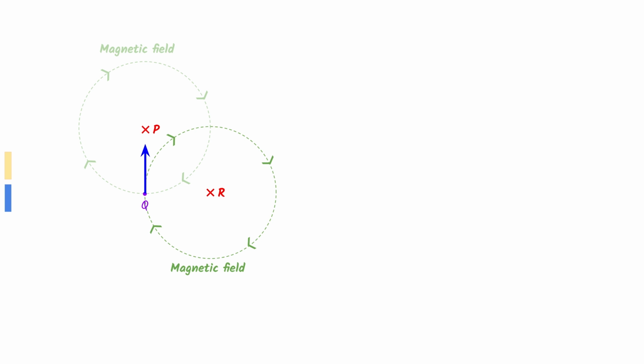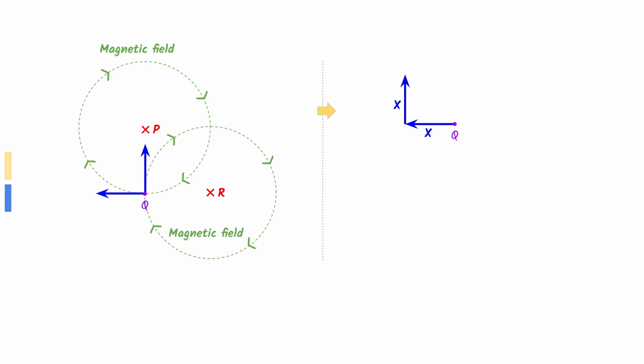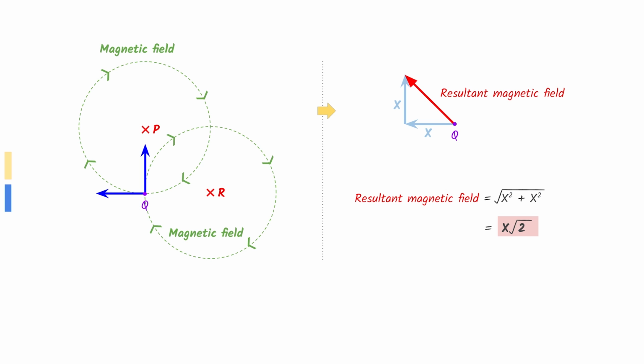Now let's focus on wire R. The direction of the magnetic field at Q due to wire R would be upwards. The magnitude of this field at point Q will also be X since the distances PQ and RQ are equal. Here is a diagram with both the fields at point Q. To find the resultant magnetic field, join the two fields head to tail. The line between the very beginning and the very end is the resultant magnetic field. Use the Pythagorean theorem to find the resultant magnetic field.